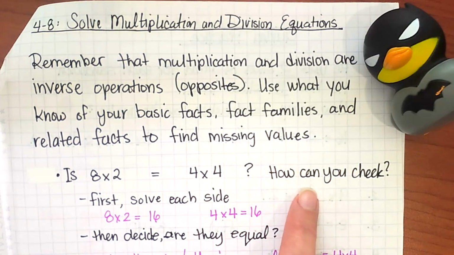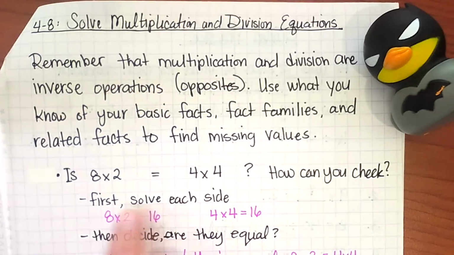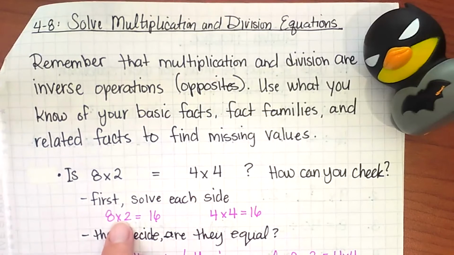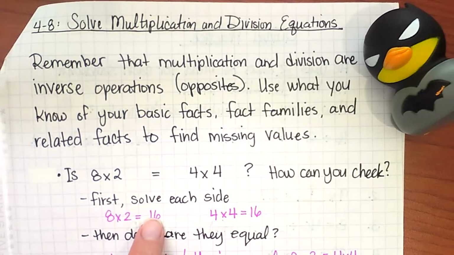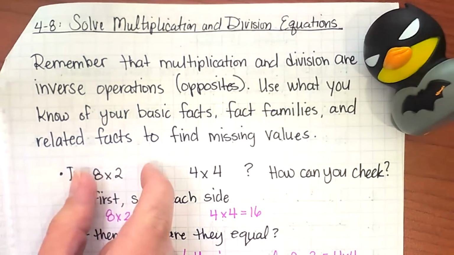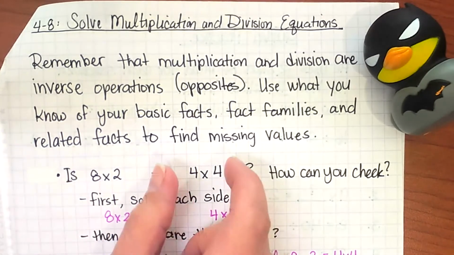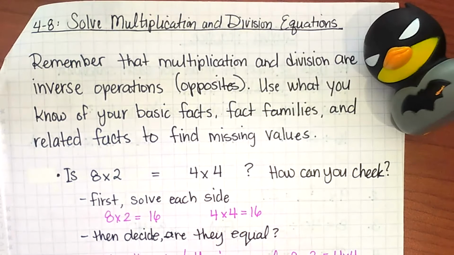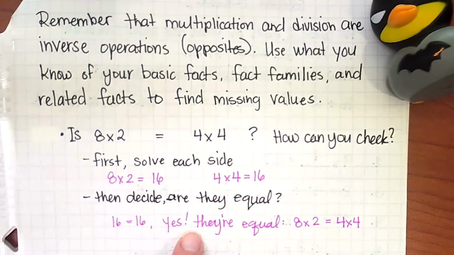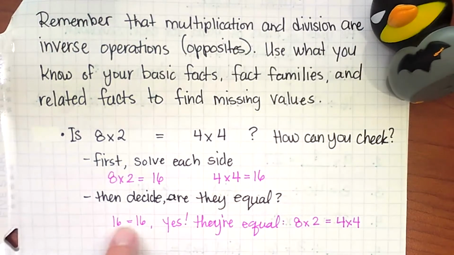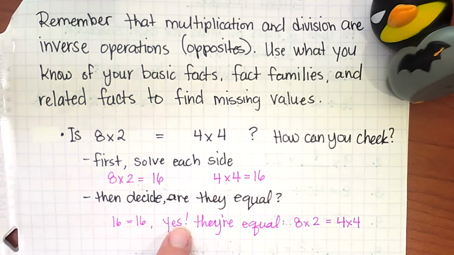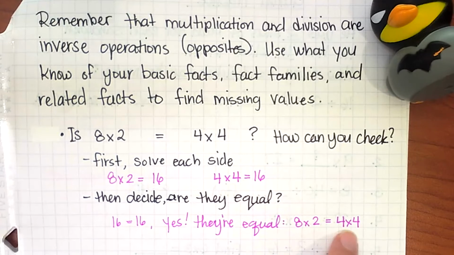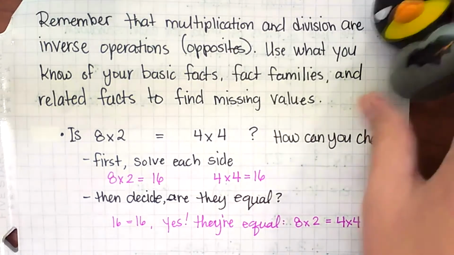How can you check? So first, we need to solve each side of the equation separately. So 8 times 2 is equal to 16. So I solved this portion right here. Now I need to do this side. 4 times 4 is also equal to 16. Then decide, are they equal to each other? So is 16 equal to 16? Yes, they're equal. So I know 8 times 2 is equal to 4 times 4.